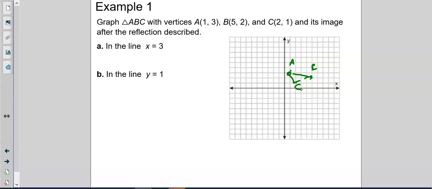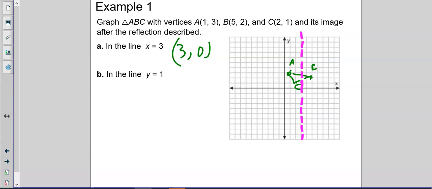Now, we're getting a little more advanced here. We're going to go over the line x equals 3. Now, the line x equals 3 is a vertical line at 3, basically going through (3, 0). Okay? So we're going to go 1, 2, 3, and we're going to put a line here. When you do this, just draw a dotted line or use a colored pencil. This is my mirror. This is my line of reflection. So that's where we're going to count to now. We're going to count to that line.